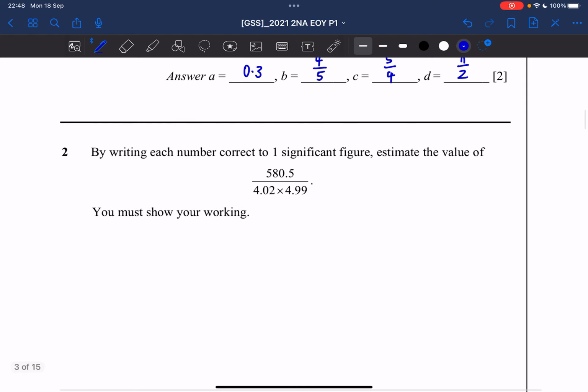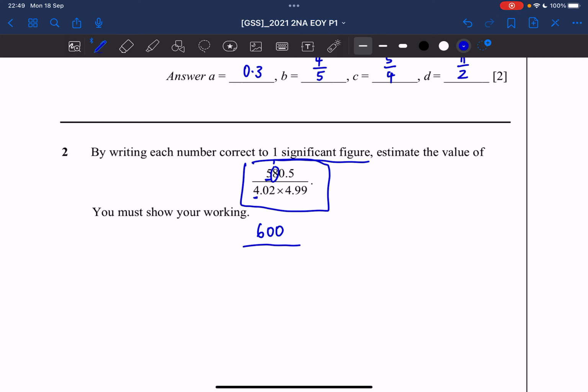Now, question 2 says that by writing each number correct to one significant figure, then estimate the value of this question. Okay, so 580.5. Our first significant number is 5. Then after that, the number is 8. So 8 is a big number. So the numerator becomes 600 to one significant figure.